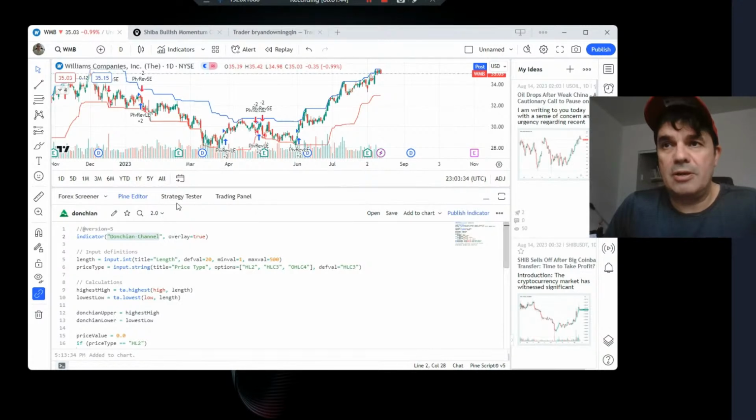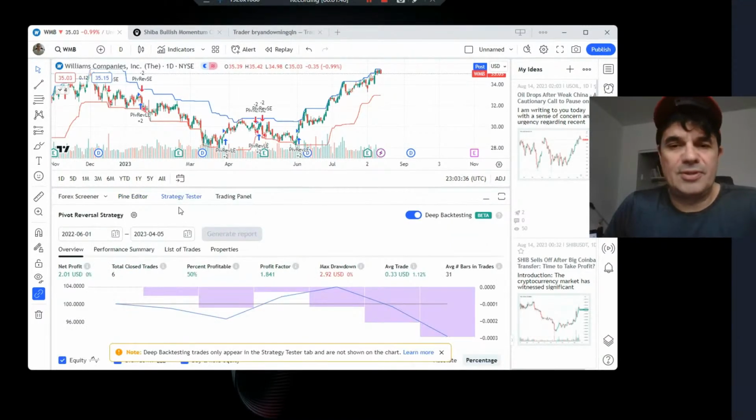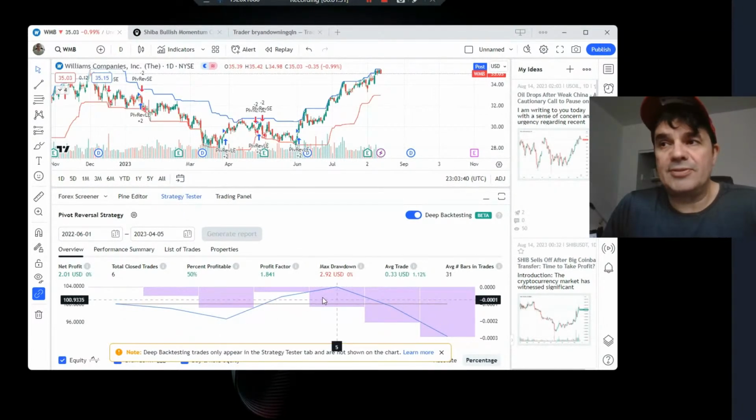So that's the source code right here. Here we have the strategy tester. This is all the development environment you get with Pine Script. So here you get your strategy tester, and we also have a trading panel as well.